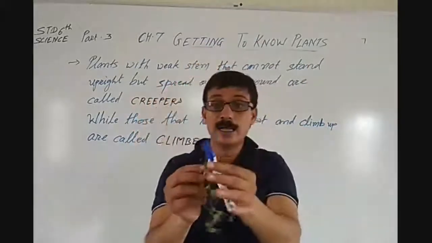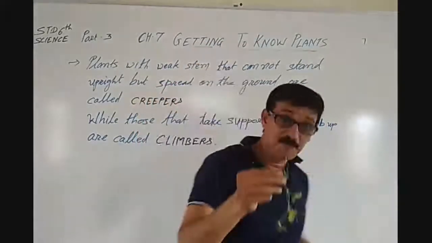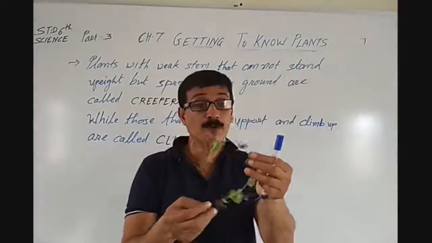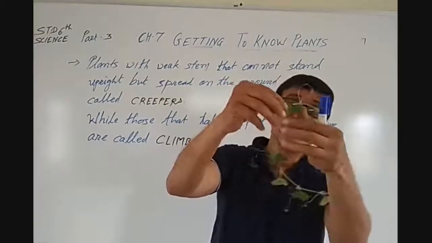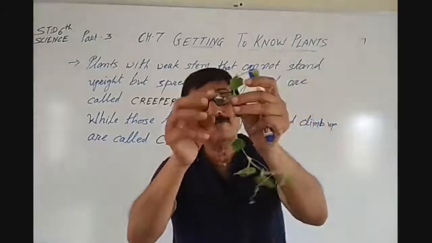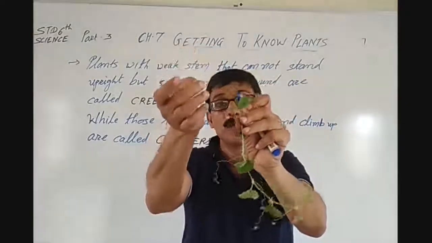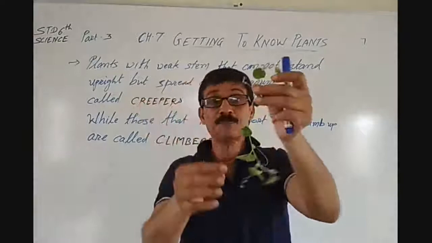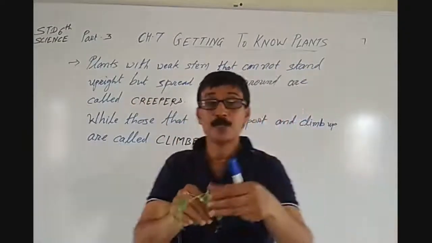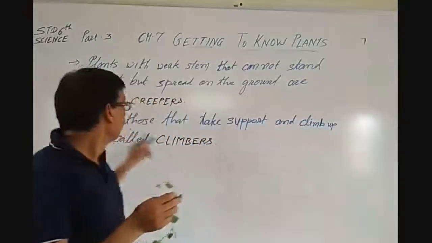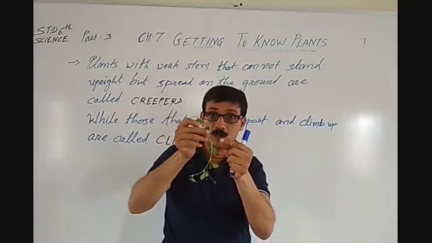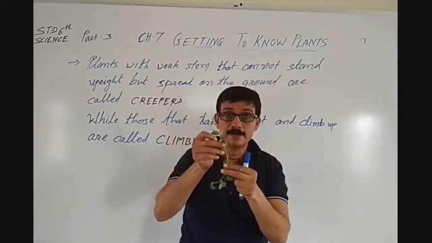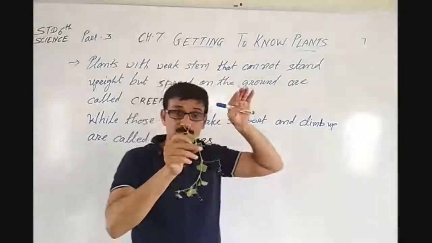And in the plant of grapevine, in the plant of gourd, you will see this type of tendrils. See, many tendrils are there. Can you see one more tendril? This is one more tendril. Can you see these tendrils? And with the help of this tendril, what will it do? It will take support of the stem of the wall and it will climb.